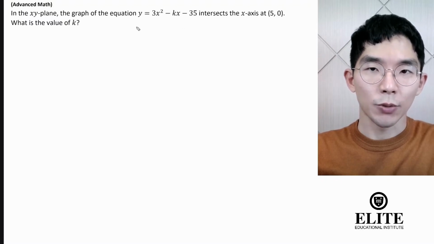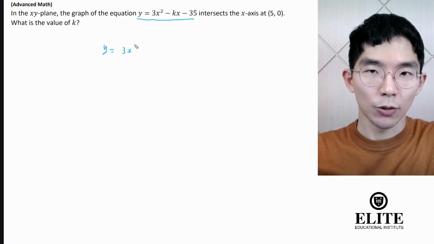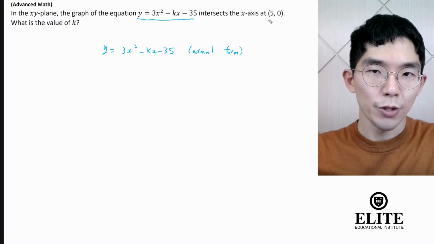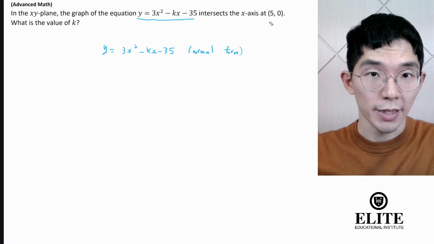So now, let's take a look at this. This is a quadratic equation and it is in the normal form. We call that normal form because that's what it is. Now, we can't really figure out what k is given this normal form. We know that it has to intersect the x-axis at (5, 0). So therefore, what should we do? We should try to plug it in.